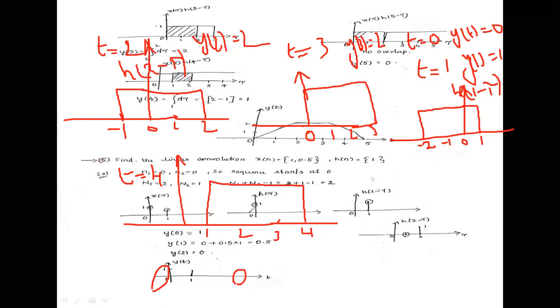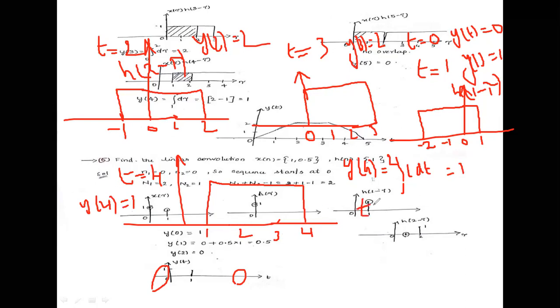Now what is the overlapping for the x value? The x value is only from 0 to 2 only. Now it is 1 and 2. T is equal to 4. The y value is the integral from 1 to 2 of 1 into dt. So 2 minus 1, the value is 1. So y of 4 is equal to 1.